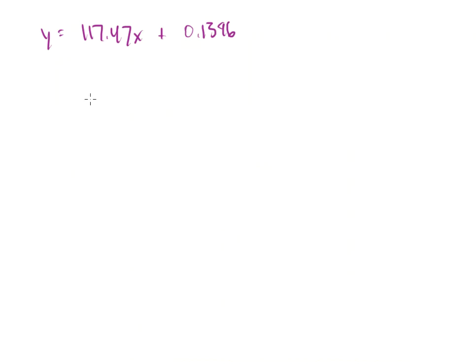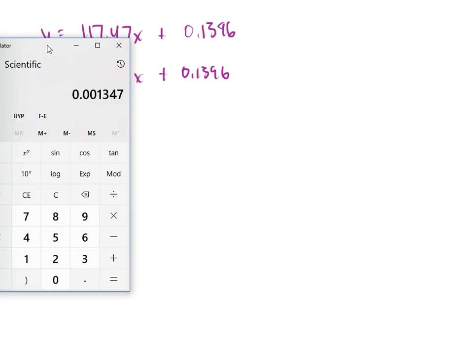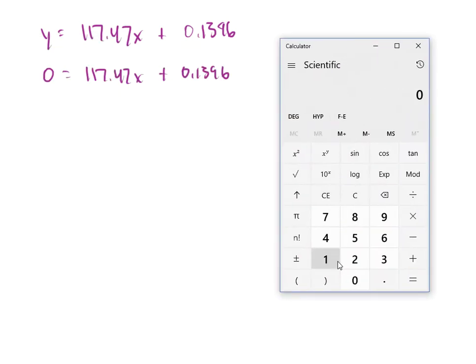So there's the equation that was from the Excel. We said y has to be 0. And we want to solve for the x to figure out where it crosses the x-axis. That represents concentration, right? So I'm going to bring up the calculator, going to solve this just like before. 0 minus 0.1396, hit equal. That gives me a negative number. And then to solve for x, we divide by 117.47. And I hit enter.